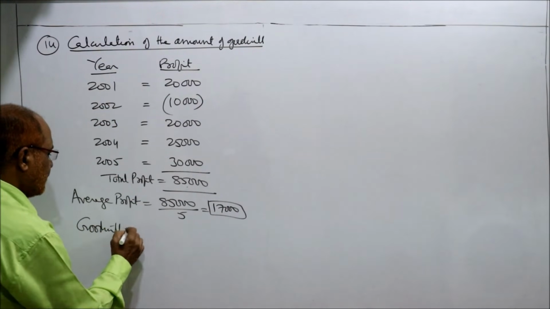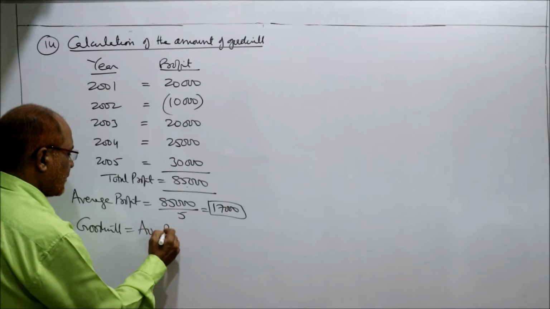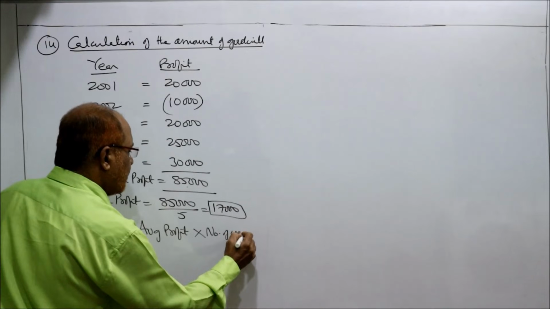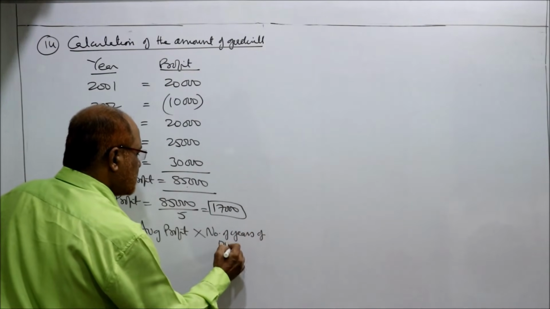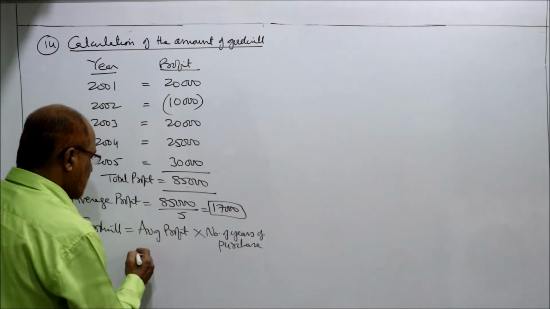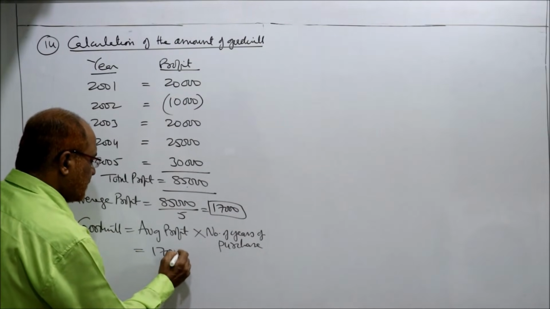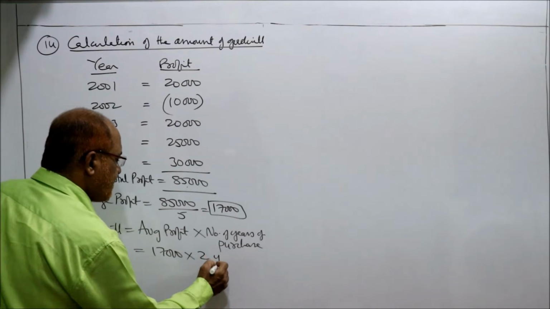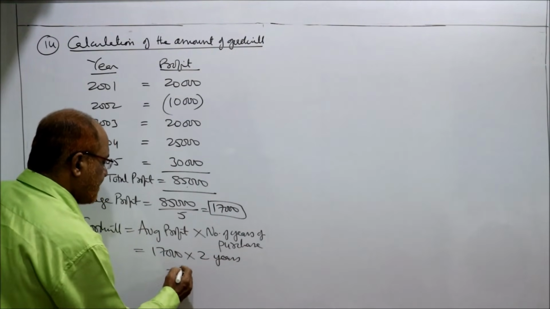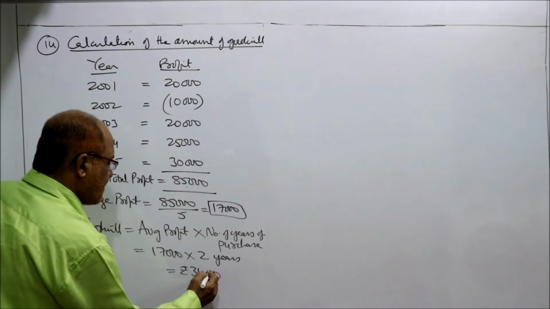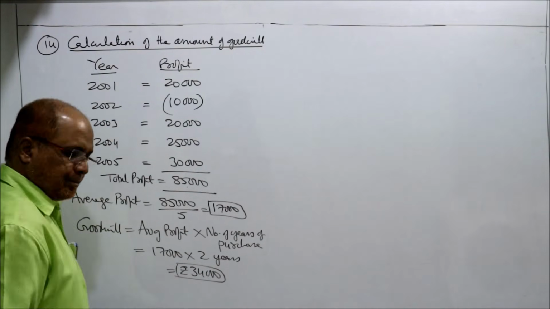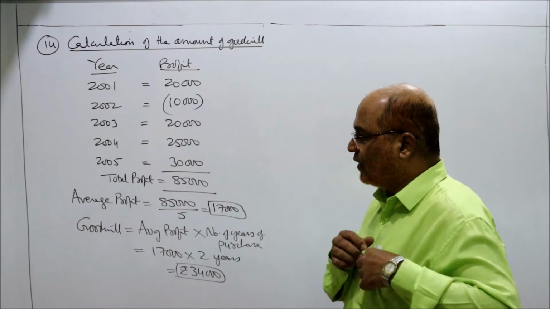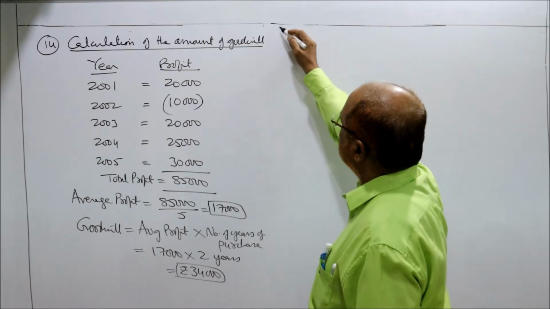Goodwill is equal to average profit into number of years of purchase. So average profit is 17,000. It is given in the problem, 2 years purchase. So we got the goodwill of the firm. Goodwill of the firm is equal to 34,000.